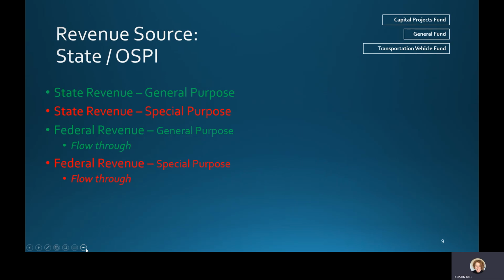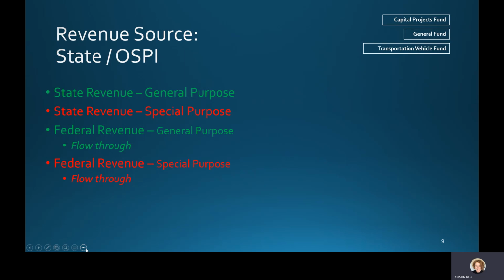On the state OSPI revenue, we receive monthly something called an apportionment report, and that is where the state will provide us funds monthly, or our revenues on a monthly basis based on what we're reporting to them. And different types of revenues are on the state apportionment report. And at the top there under state revenue, there's a state revenue general purpose and a state revenue special purpose.